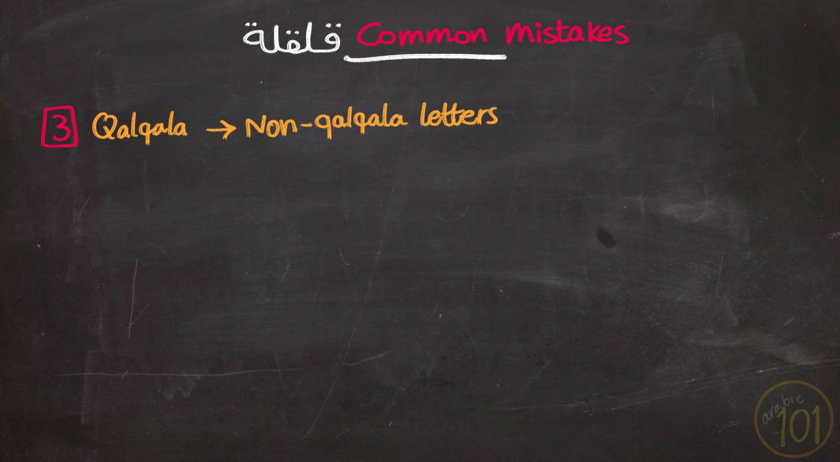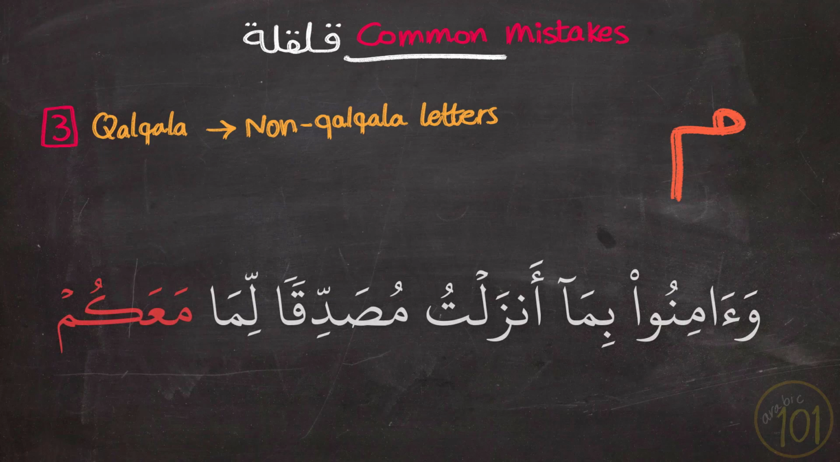The next letter that can get qalqalah needlessly is mim, which we talked about before when we were discussing the mim sakinah. This happens most commonly at the end of words, like وَآمِنُوا بِمَا أَنزَلْتُ مُصَدِّقًا لِمَا مَعَكُمْ. So here it would be wrong to have anything else other than closed lips when you end with mim sakinah. And you should say مُصَدِّقًا لِمَا مَعَكُمْ. Closed lips is what you should have when you stop at mim sakinah.